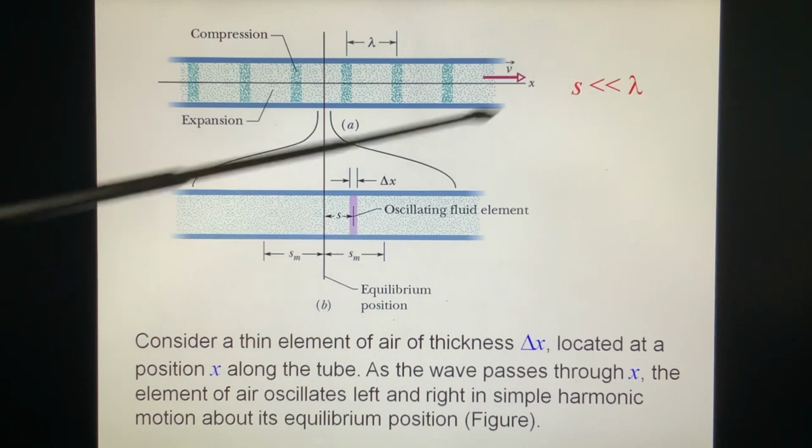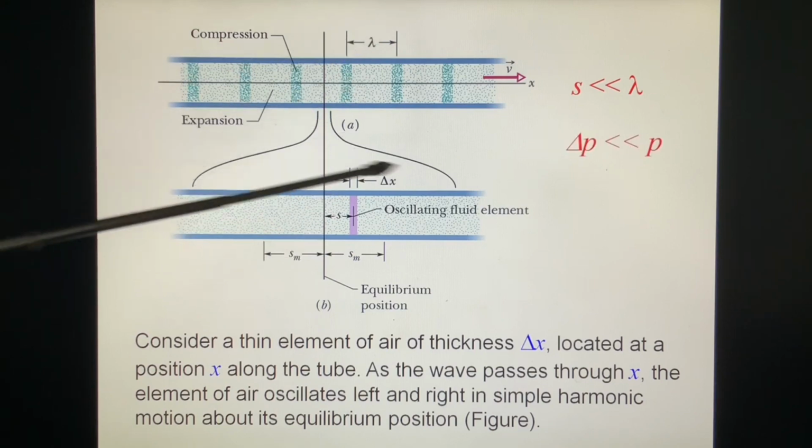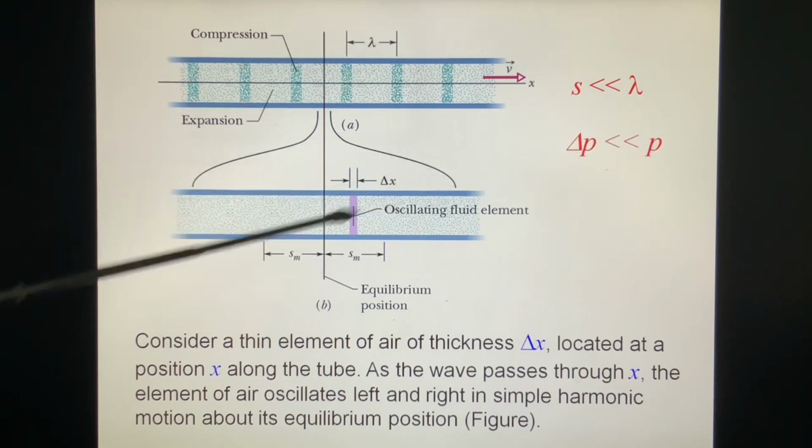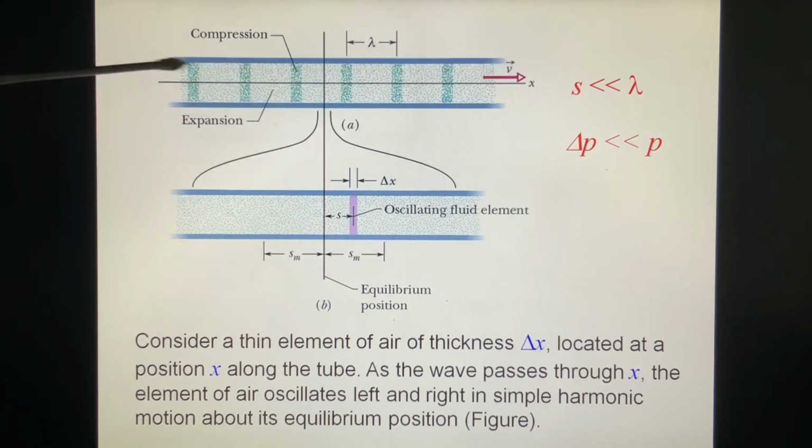This Sm is much smaller than the wavelength, and the pressure change is much smaller than the pressure in the tube.